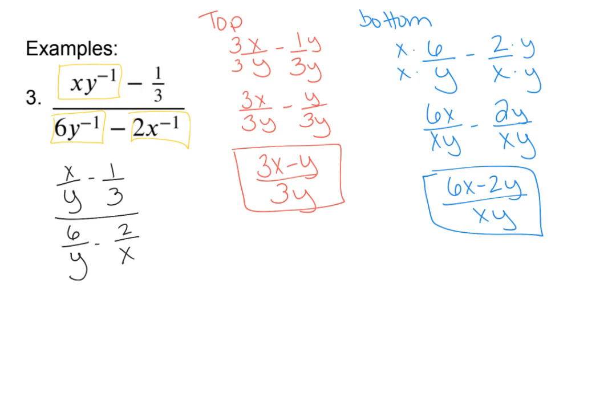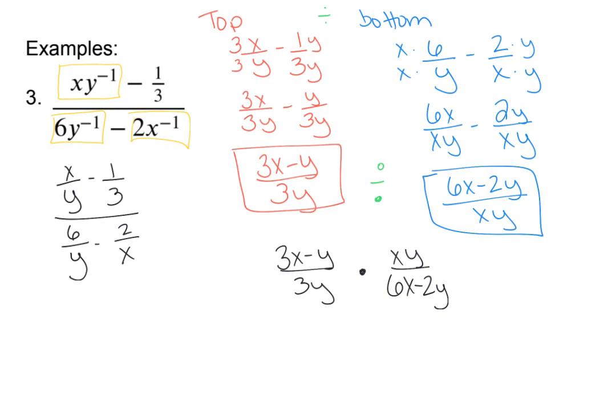We're not done. We just simplified the top, we simplified the bottom, and now we're going to do the top divided by the bottom. So this is where we're going to do the keep, change, flip. So I'm going to keep this one, change it to multiply, and flip this one. When we go to multiply, if we can, we're going to try and reduce first.